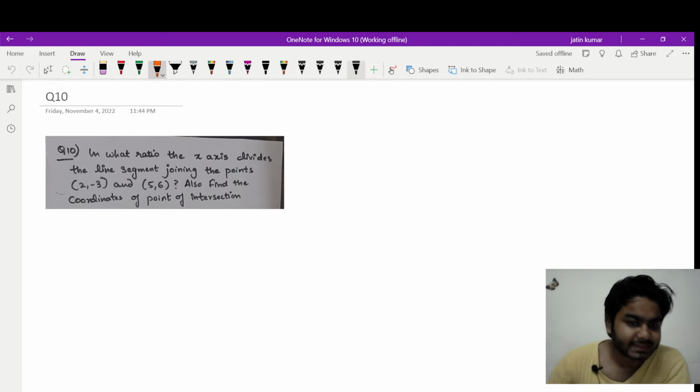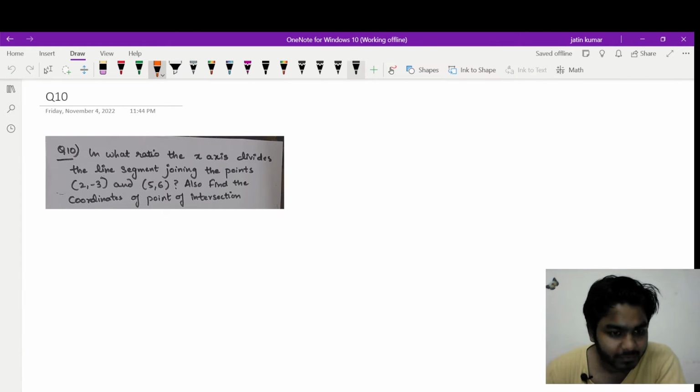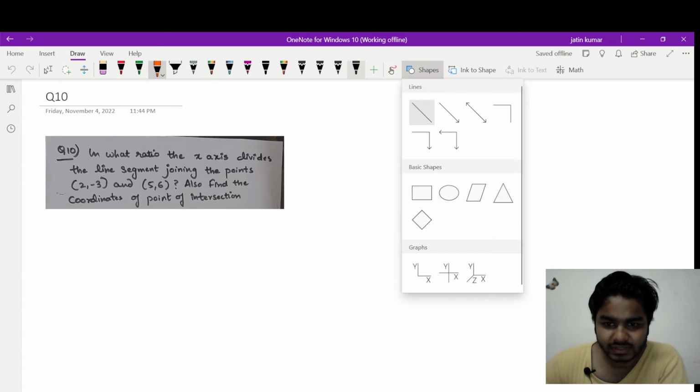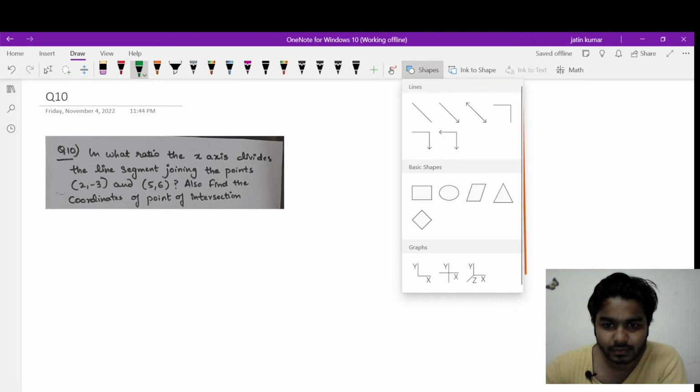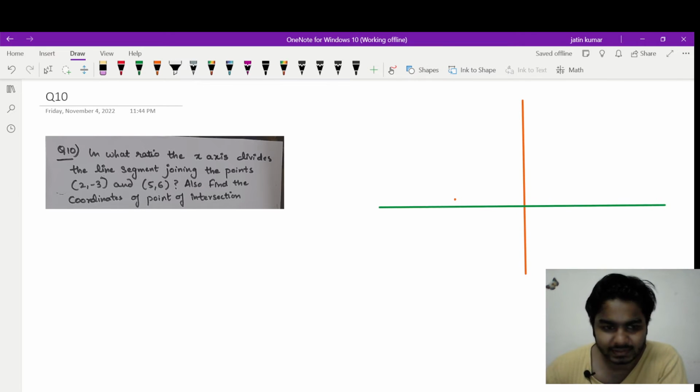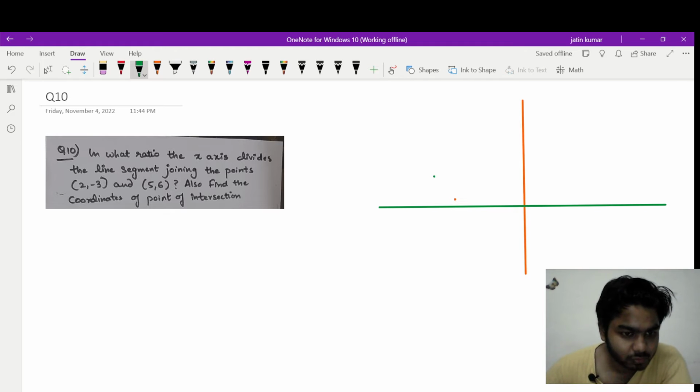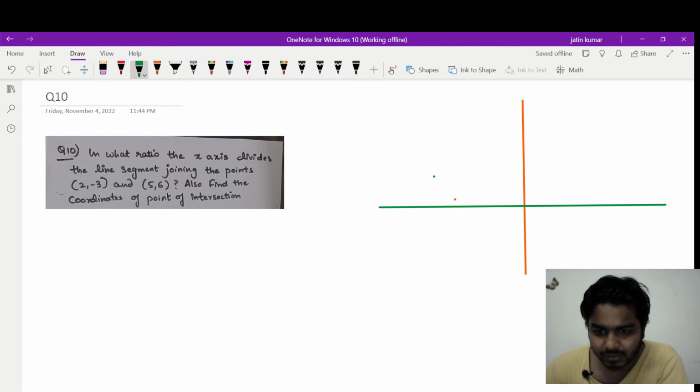In what ratio does the x-axis divide the line segment joining the points (2, -3) and (5, 6)? Also find the coordinates of the point of intersection. Now let's draw a Cartesian plane. This is the y-axis, this is the x-axis. Let's mark these 2 points. (2, -3) will be somewhere here, and (5, 6) will be somewhere here. If here is 2, then here will be 5.